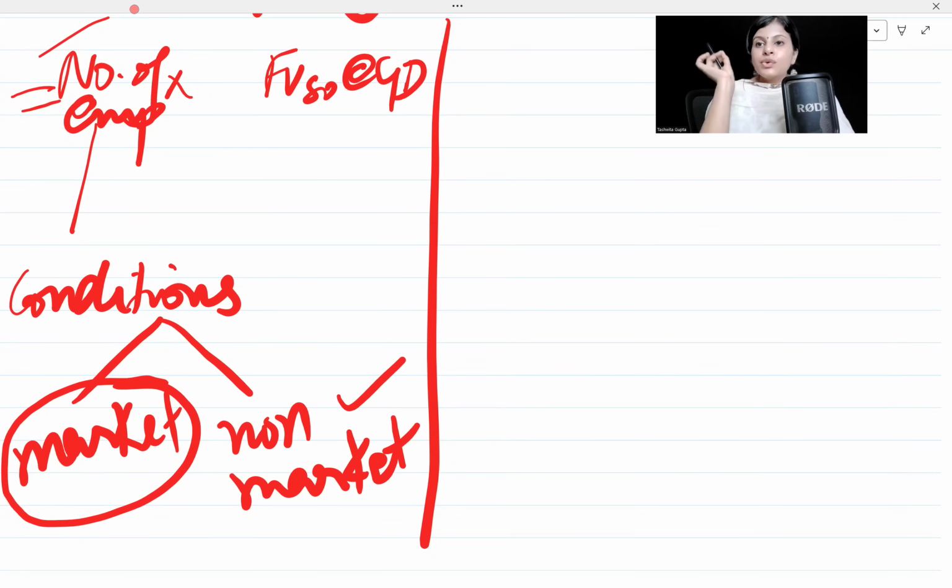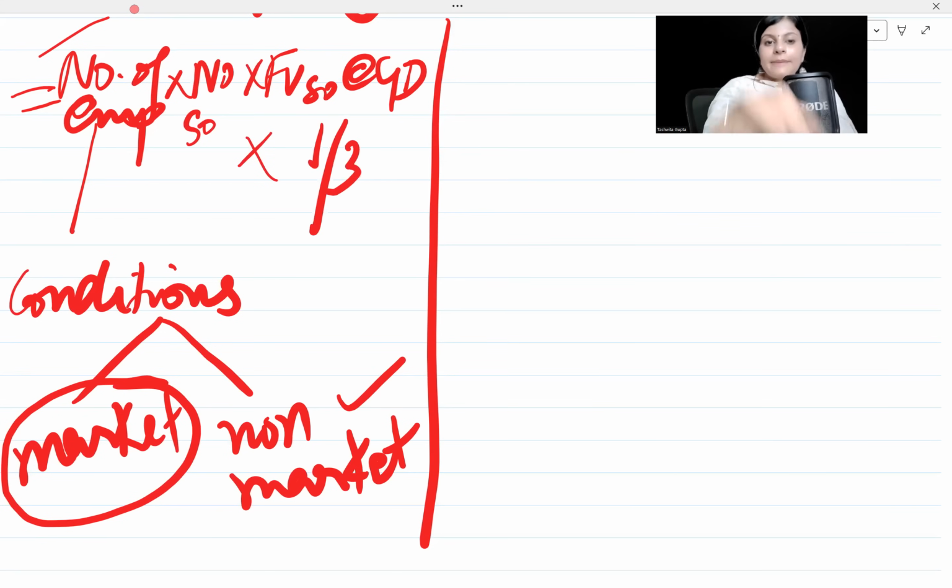So number of employees who are going to get the share options into number of share options they are going to get into fair value of that share option at the grant date. If the vesting period is 3 years and this is the first year, then 1/3. Because we recognize the expense over the period of time. So if the conditions will be met in 3 years and this is the first year out of those 3 years, so you will say it is 1/3. 1/3 will be recognized, right?